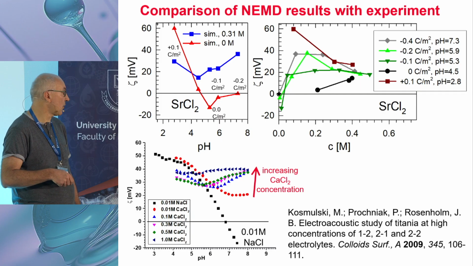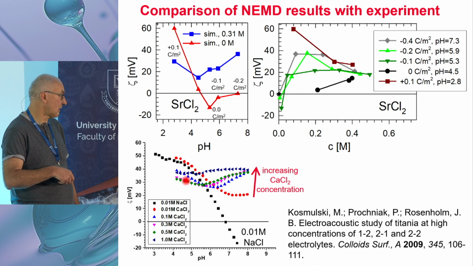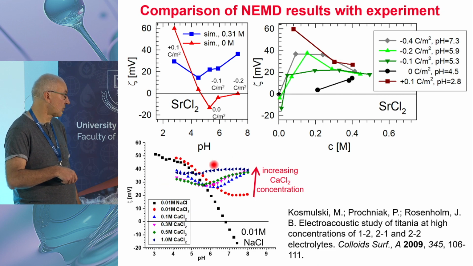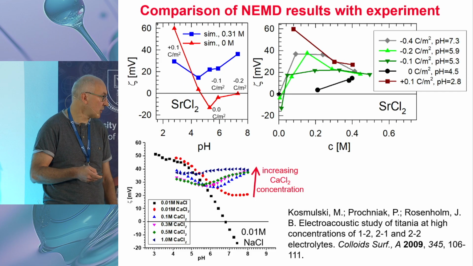Then we did the same with a divalent ion. Again, instead of going down at high concentration, it even went up. But we also found simulations at high concentration of another divalent ion, calcium chloride, which also show this anomalous behavior, that the zeta potential can stay positive throughout the pH range.